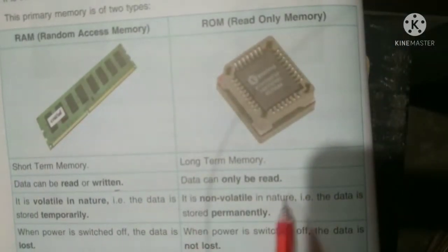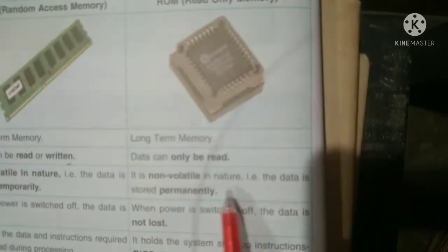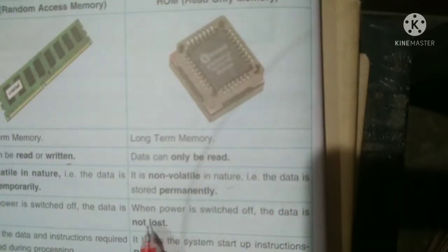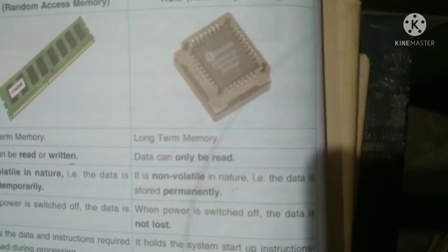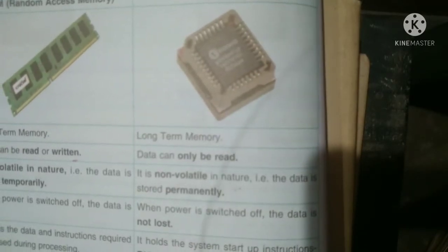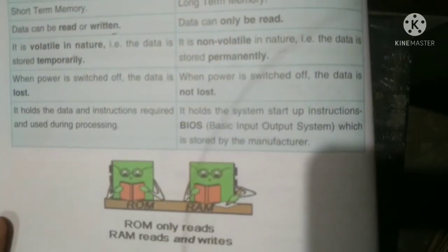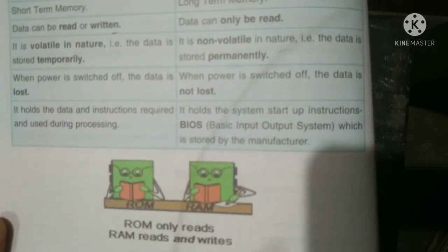Now ROM. Long-term memory, data can only be read. It is non-volatile in nature, that is, the data is stored permanently. When power is switched off, the data is not lost. It holds the system startup instructions, BIOS, Basic Input Output System, which is stored by the manufacturer. ROM only reads, RAM reads and writes.